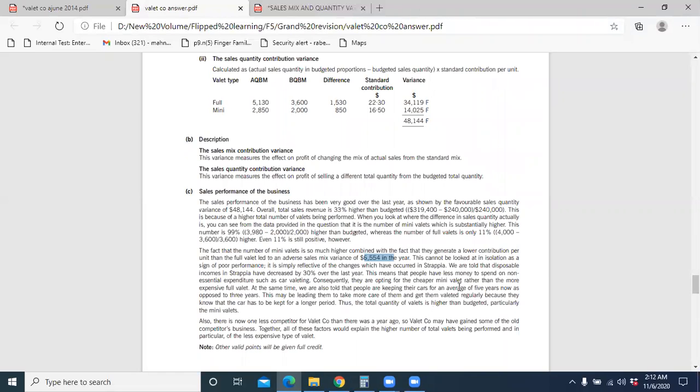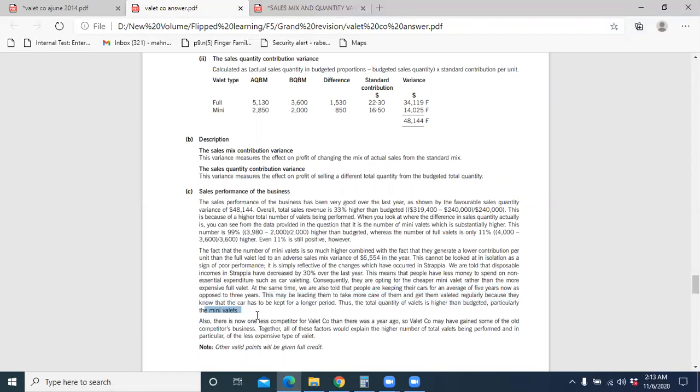So they're opting for the cheaper mini valet rather than the full expensive valet. At the same time, we're also told that people are keeping their cars for an average of 5 years now, as opposed to 3 years. This may be leading them to take more care and get them valeted regularly, because they know that the car has to be kept for a longer period of time. Thus, the total quantity of valet is higher than expected, particularly for mini valet.